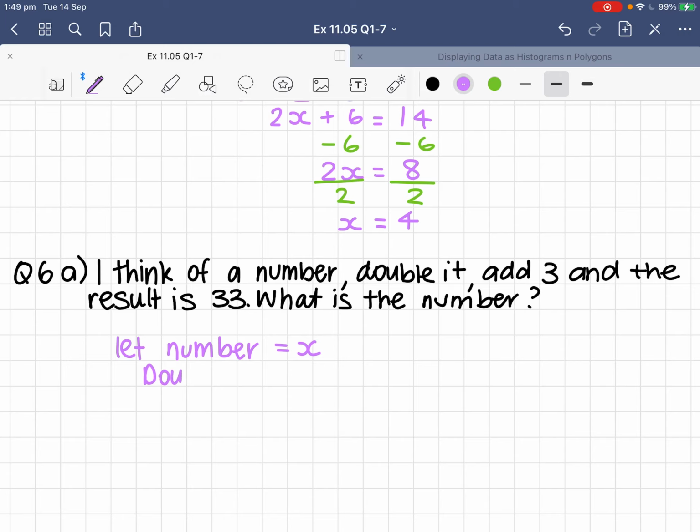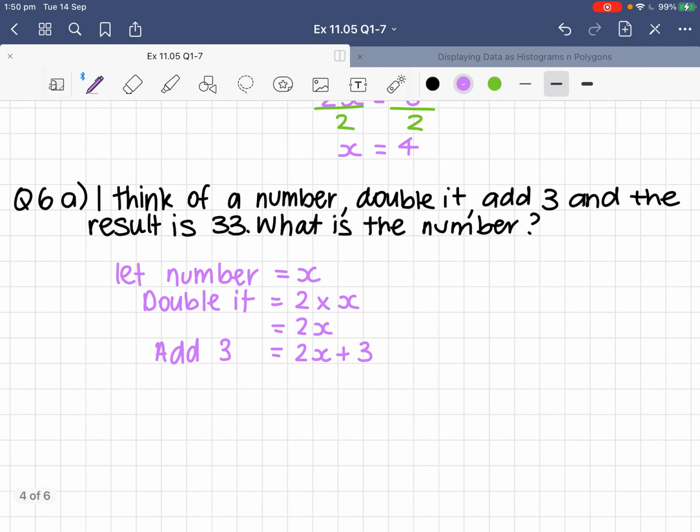Okay, then I want to double my number, so double it. When we double something, it means we multiply it by 2. So I'm going to go 2 times x, which equals 2x. I then want to add 3. So I'll have what I had above, 2x, and then I add 3, and then the result is 33. So therefore, I've got myself an equation of 2x plus 3 equals my result of 33.